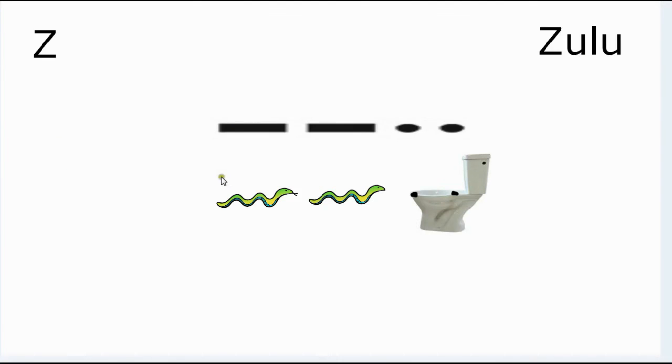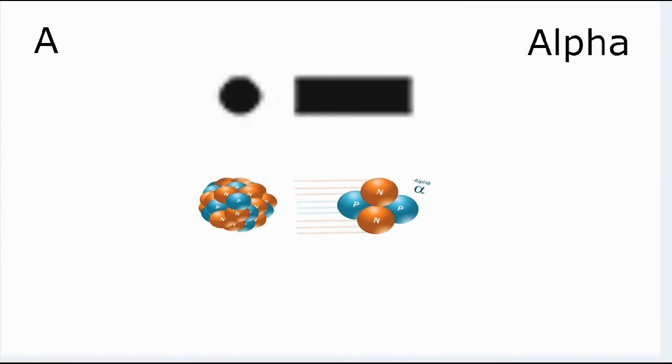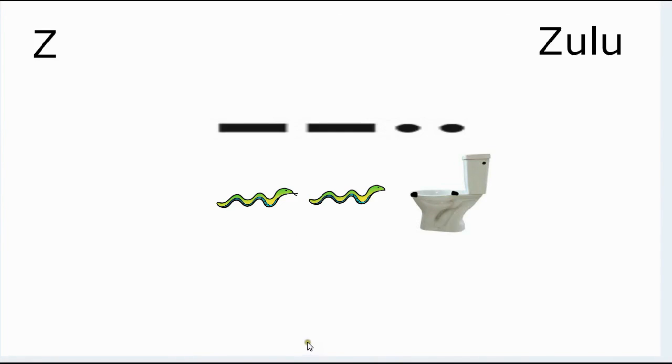Z for Zulu. It's like two snakes going into a toilet. If you imagine it from the side, you can imagine this bit and this bit being the two edges of the seat, just like that, these two edges. And that's it. So I hope this helped, and good luck.